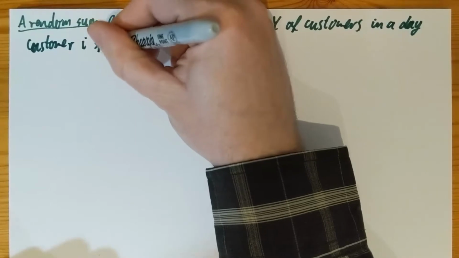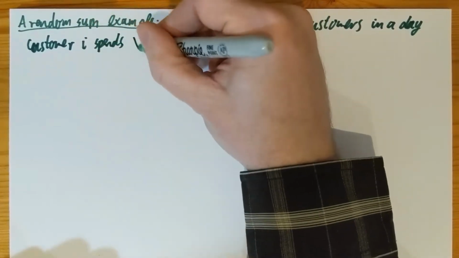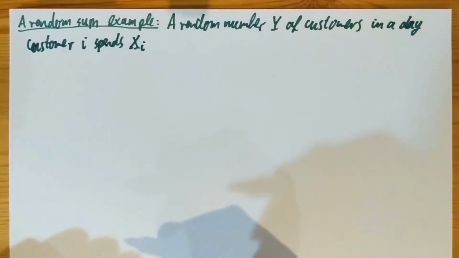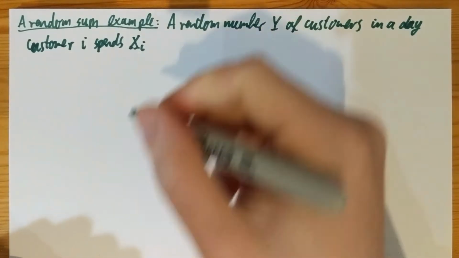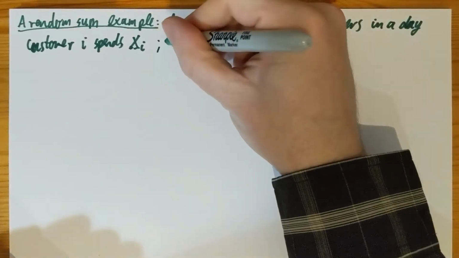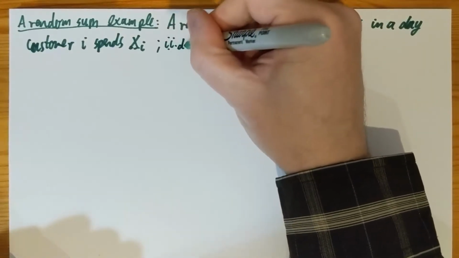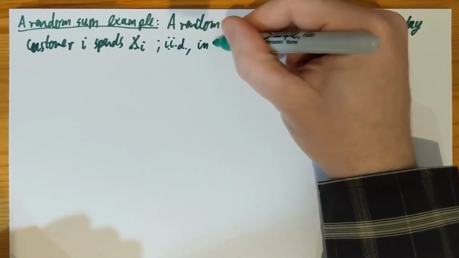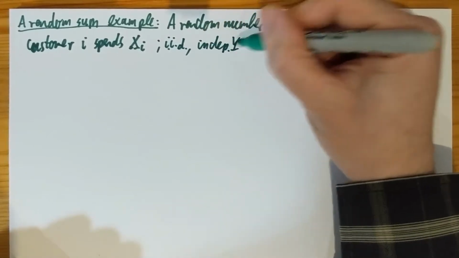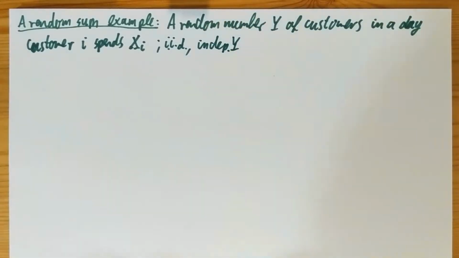And let's suppose that customer i spends in your store Xi pounds, which for simplicity I'm going to assume is a non-negative integer, but actually pretty much any conclusion we make in this example is true for any variables Xi. I'm going to assume that these are IID, that's important, and also independent of Y, as we did for the last video.